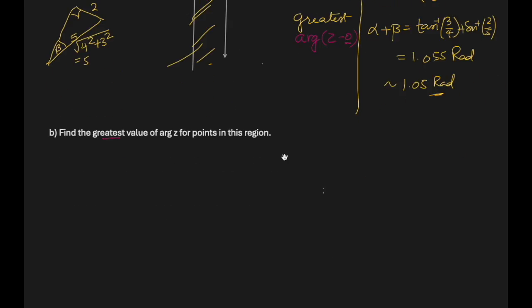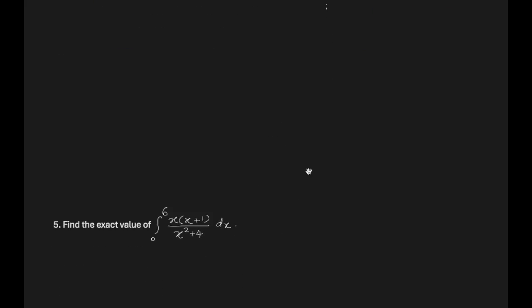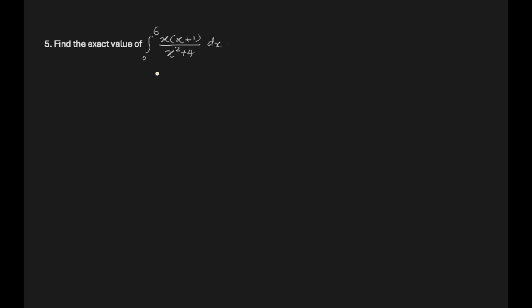Okay, let's go to the next question. Number 5. Find the exact value of this integration. If we notice, the degree of the denominator is 2 and degree of numerator is also 2. So if they are equal, we should first divide before proceeding. So x square plus 4 divides x square plus x. Yeah, that's what we will get when we open this bracket, x square plus x.